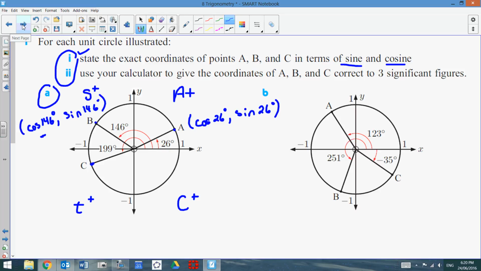All right, so there's a hint for your number 1. Go ahead and try to set up all of these points as well as in part B, and use your calculator to see if you can round off to 3 significant figures.